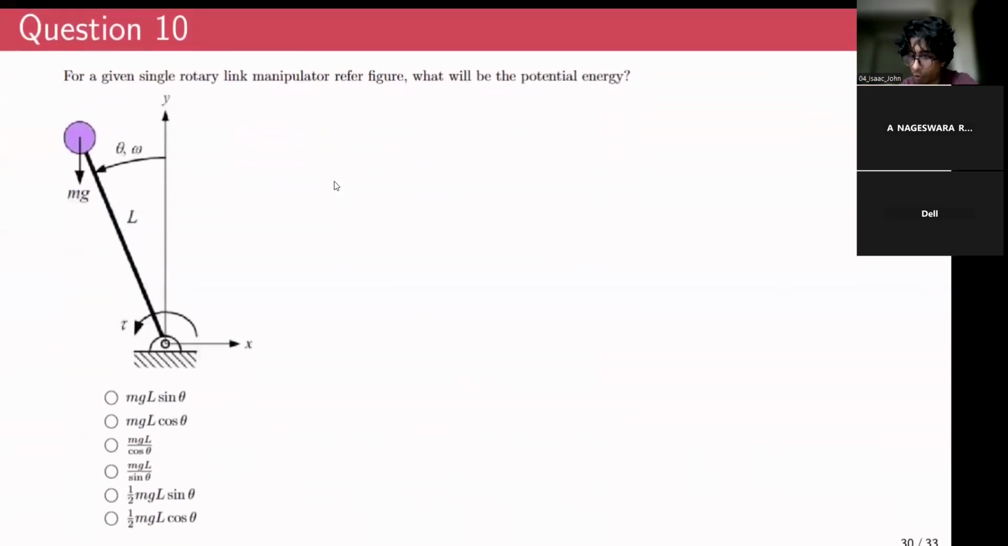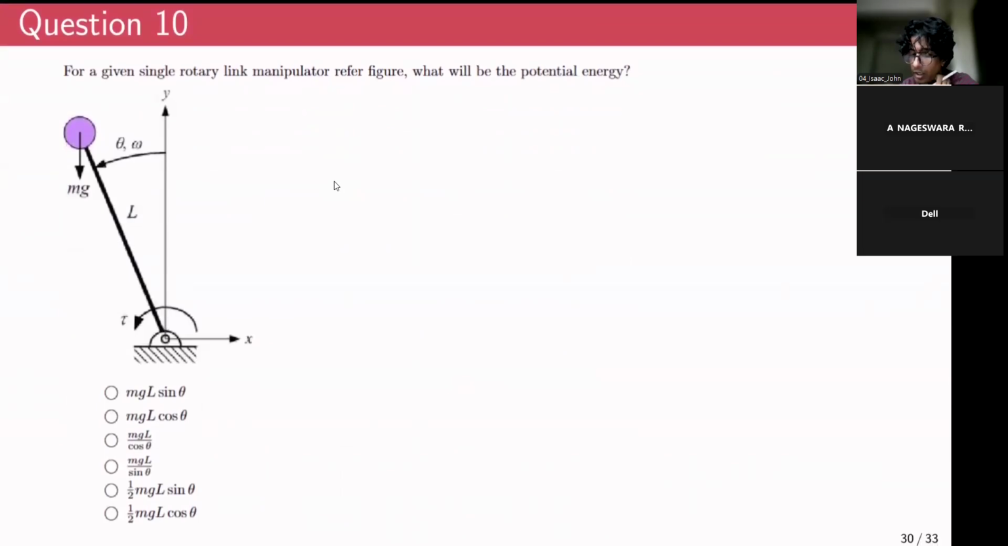Question 10. For a given single rotary link manipulator, what will be the potential energy? So this is a single pendulum. Maybe you can call this an inverted pendulum with a link and a mass attached at the very tip. So the entire mass of this body is concentrated at this tip at a length L.